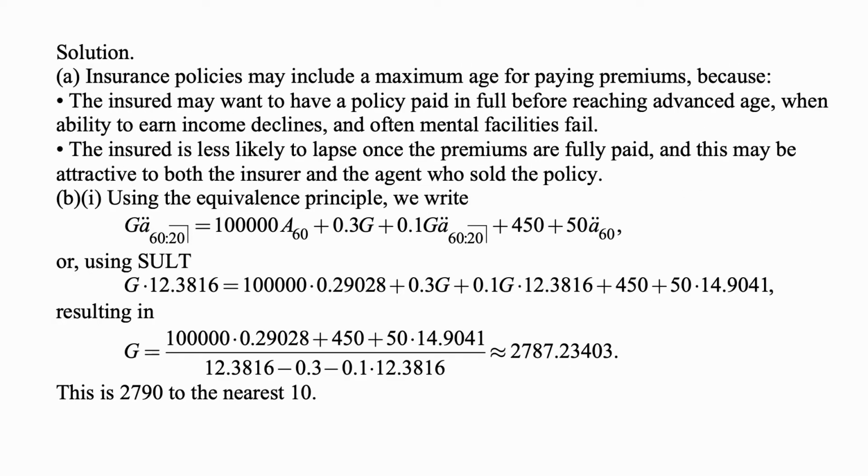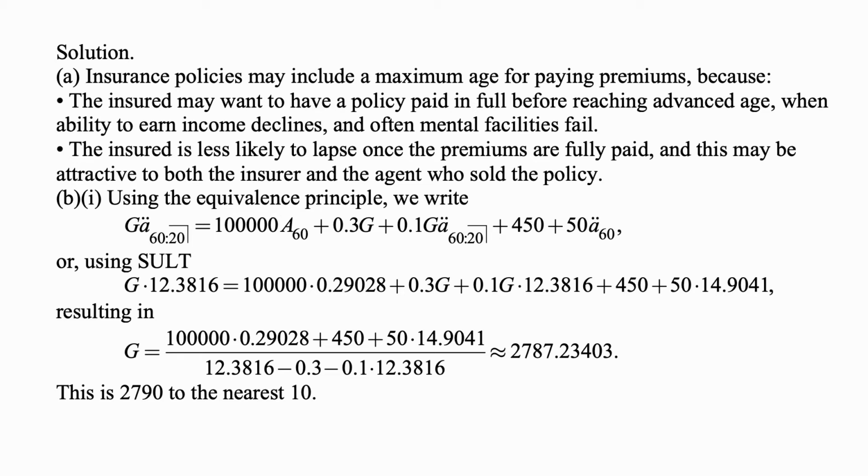And here's the solution. For Part A, insurance policies may include a maximum age for paying premiums because the insured may want to have a policy paid in full before reaching advanced age, when ability to earn income declines and often mental faculties fail. The insured is less likely to lapse once the premiums are fully paid, and this may be attractive to both the insurer and the agent who sold the policy.